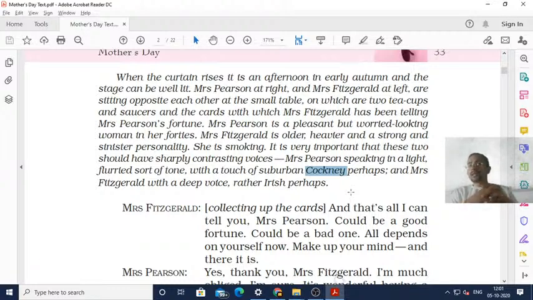So unless and until a person speaking cockney speaks clearly in standard English, it's difficult for others to understand his or her English. From England, of course, they might understand, but if they are from outside England, then it's difficult for the person to understand, if the person is speaking in cockney. And Mrs. Fitzgerald has a deep voice, and her accent is Irish perhaps. She might have come from Ireland. That is why her accent is Irish.